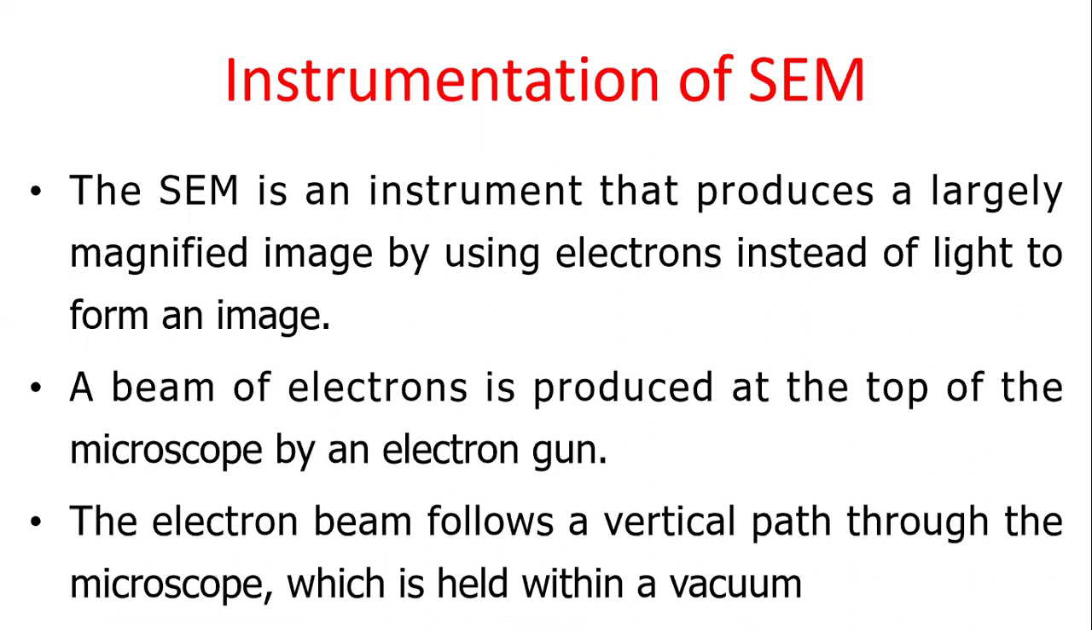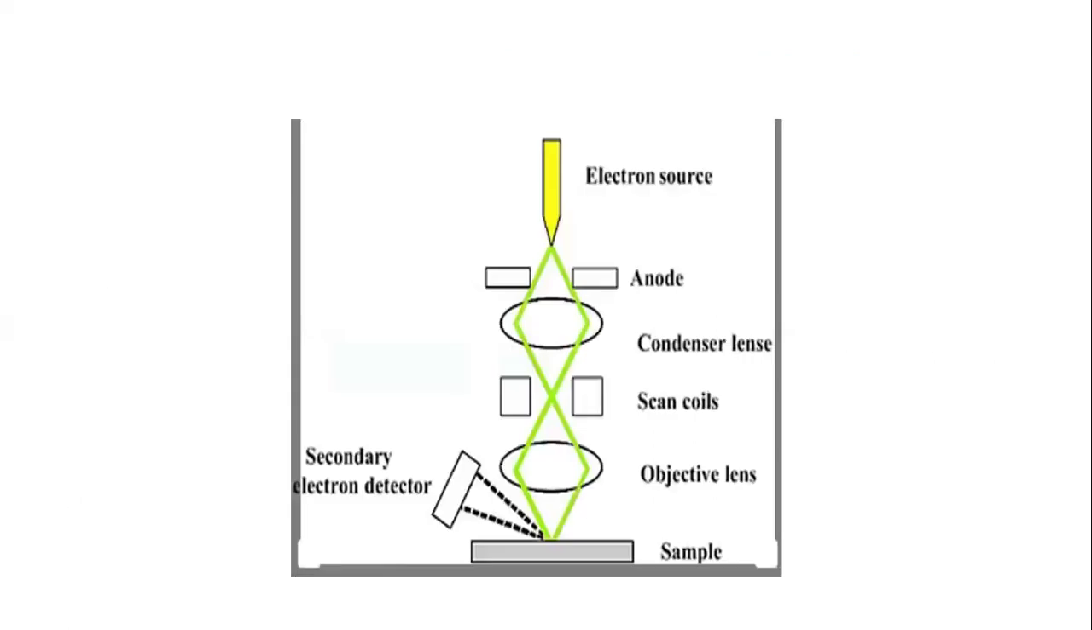Instrumentation of SEM. The SEM is an instrument that produces a largely magnified image by using electrons instead of light to form an image. A beam of electrons is produced at the top of the microscope by an electron gun. The electron beam follows a vertical path through the microscope, which is held within a vacuum. This is the diagram of SEM: electron source, anode, condenser lens, scan coils, objective lens, sample, secondary electron detector.